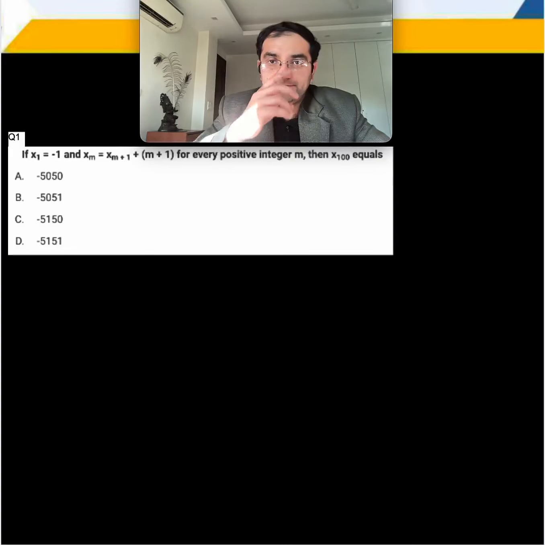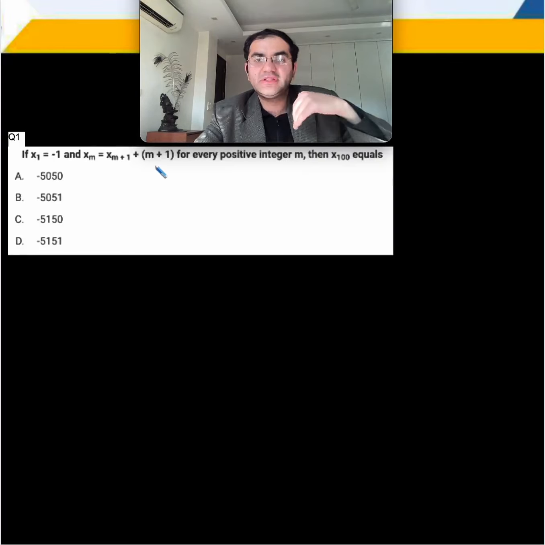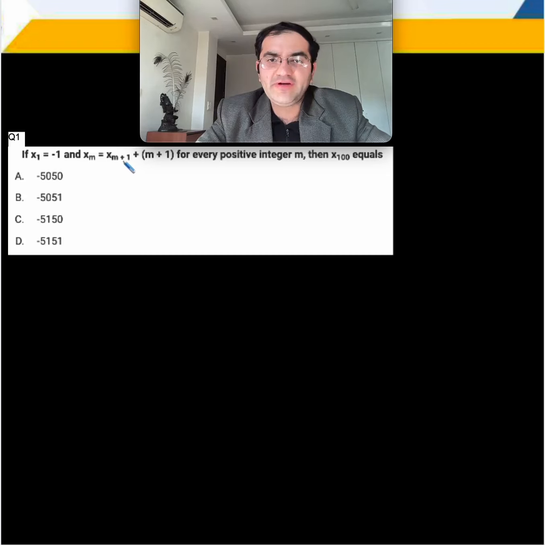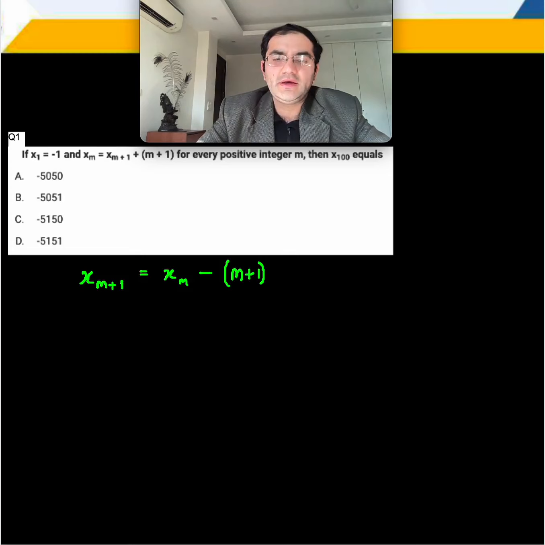A standard question on sequence and series where you have to identify the pattern. You are given a way for finding out the next term, x of m plus 1, in terms of xm, and x1 is given. You have to find x100. So if I write down the next term, it is equal to xm minus (m plus 1). That is, in order to find the next term, I should take the previous term minus (m plus 1).